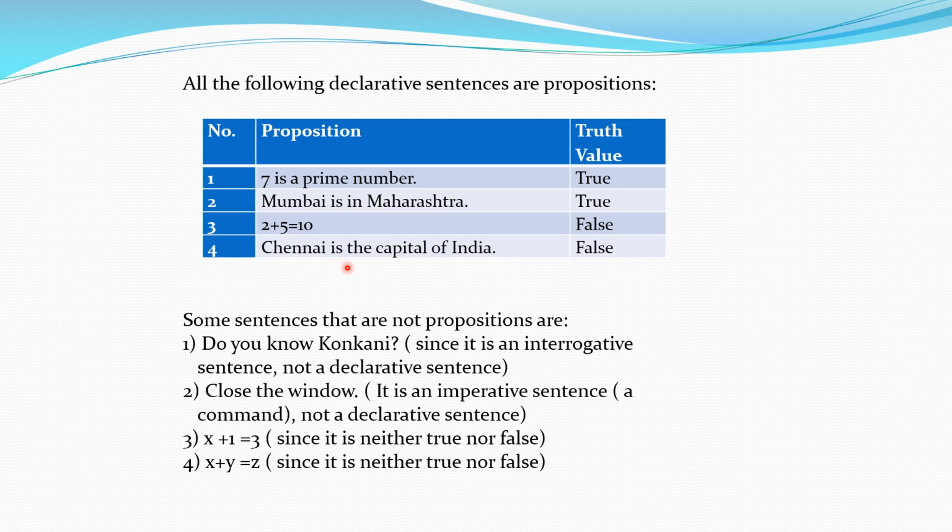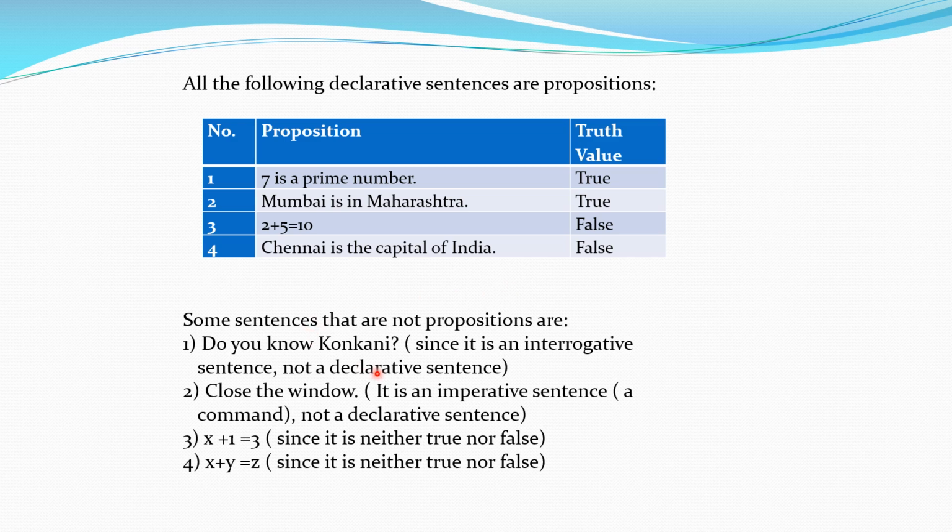Chennai is the capital of India. Again, it is a declarative sentence. But is Chennai the capital of India? No. New Delhi is the capital of India. So the truth value of this statement is false. So these are some examples of statements or propositions.